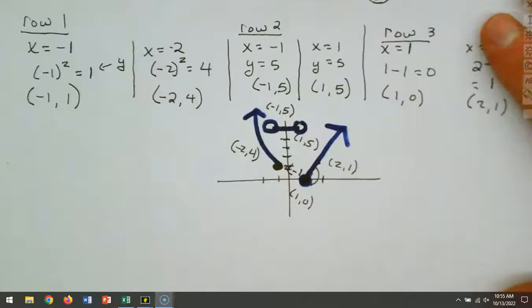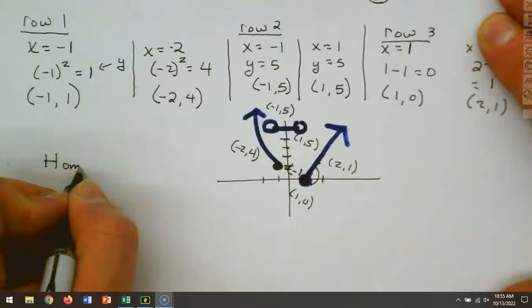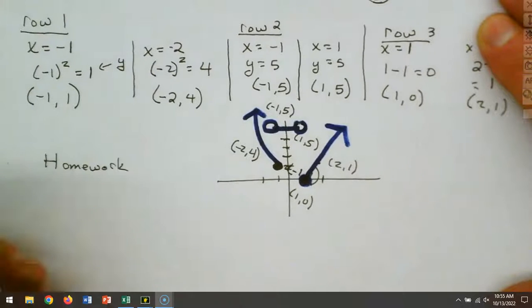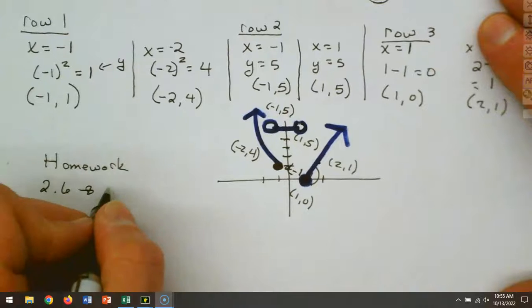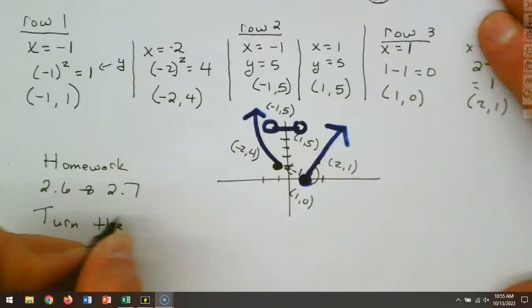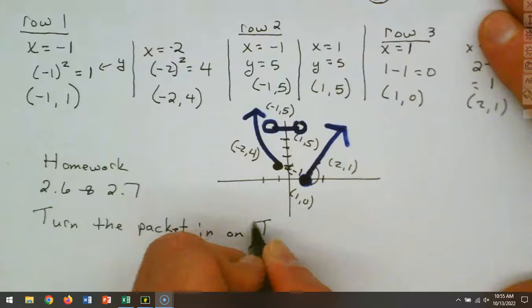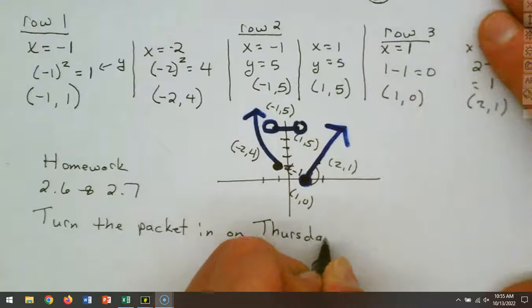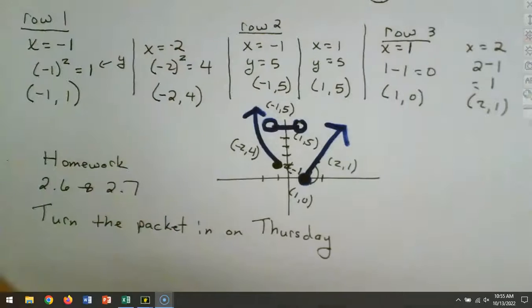What's our homework going to be, though? Just so we know, we didn't get to 2-8 like I wanted to. 2-8's a quick section. So your homework is going to be 2-6 and 2-7. You can turn that packet in on Tuesday or on Thursday. So you turn that in on Thursday. And if you've got homework from last time, you can turn that in. I also have graded homework to hand back as well.